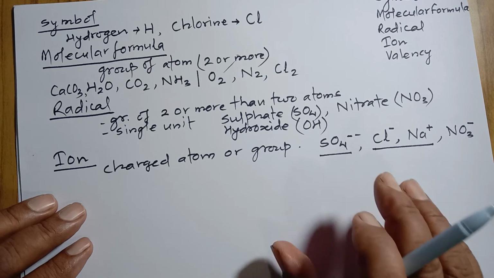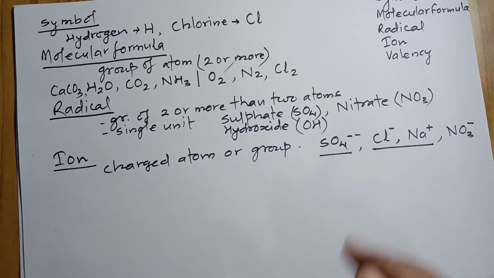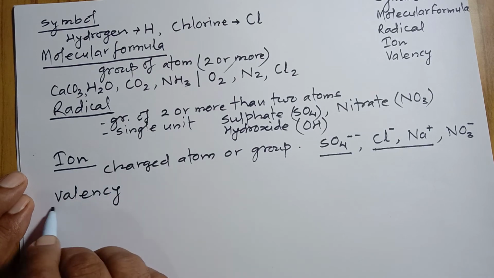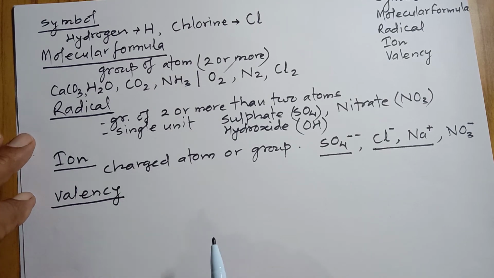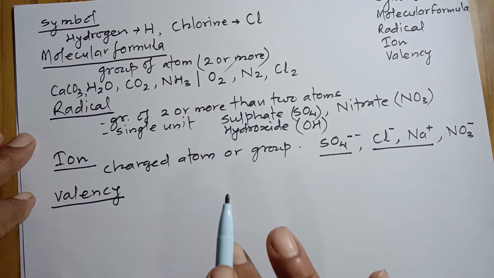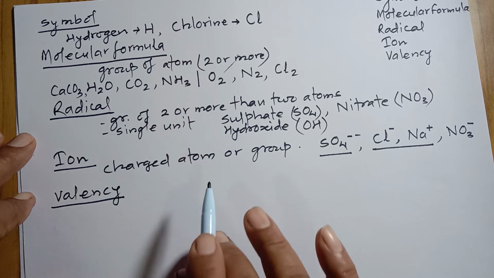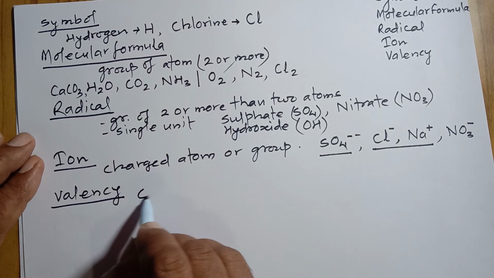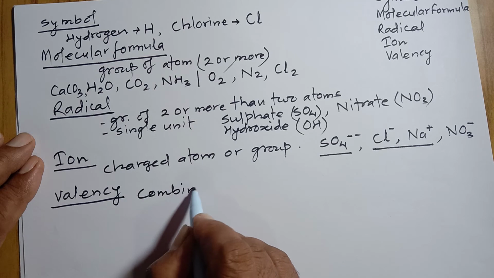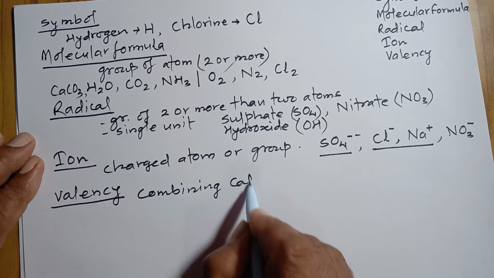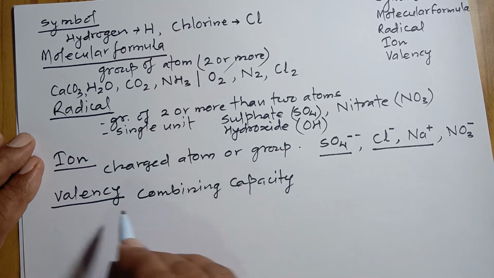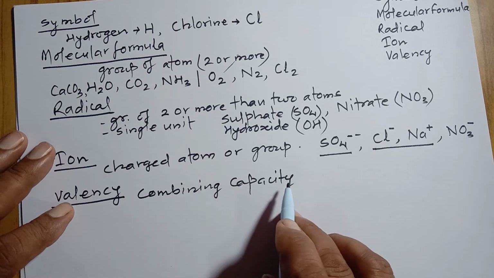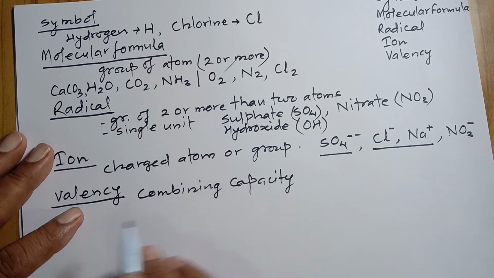Now let's talk about valency. What is valency? The combining capacity of an element or radical is called valency of that element or radical. What it means? Whenever element combining capacity, this is just combining capacity. We have to remember these keywords. Combining capacity of elements or radicals is called valency of those elements or radicals.